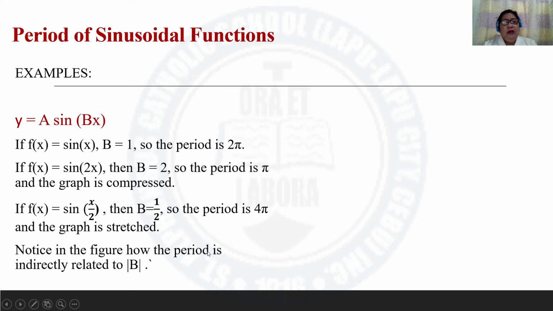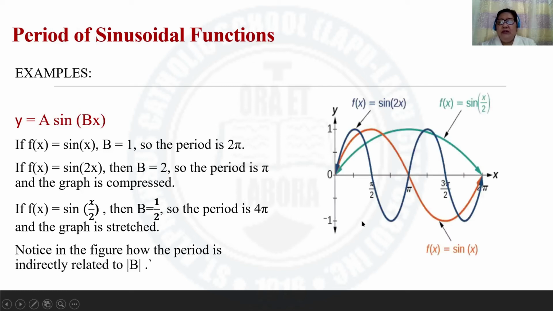Notice in the figure how the period is indirectly related to the absolute value of b. We will have the solutions later on how to get the period. So let us have first the graph. This is the original graph, the orange one, for f of x is equal to sine x. And then for f of x is equal to sine 2x, this blue one, so this is now compressed, this graph here. And for sine x over 2, this is now stretched.